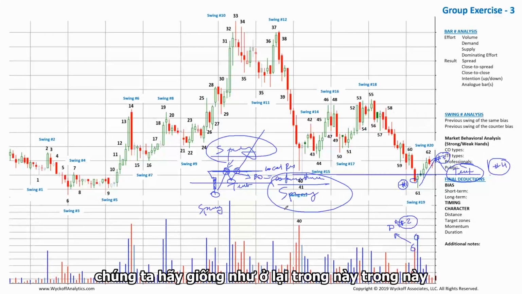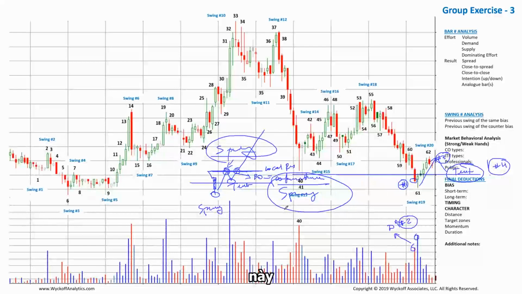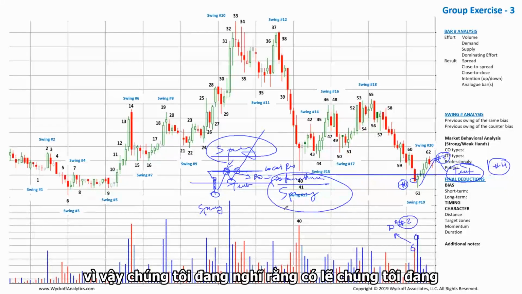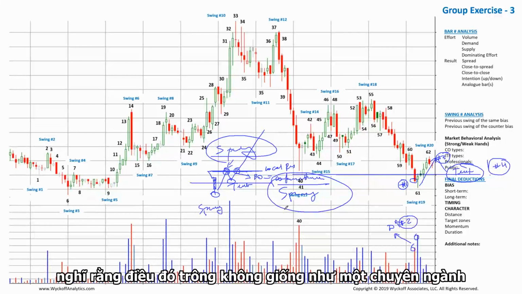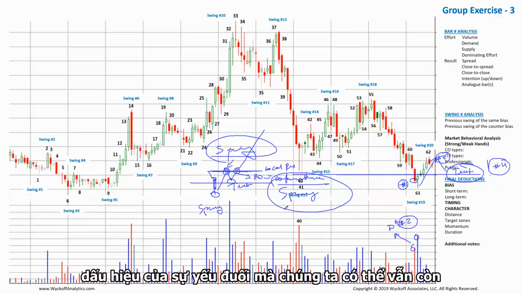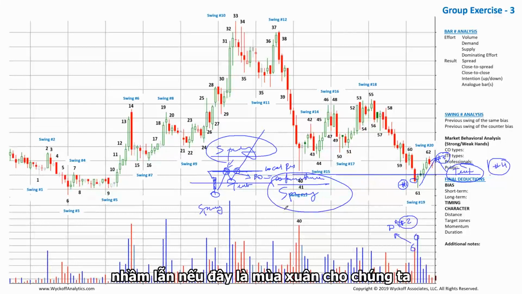Let's kind of stay in this space a little bit. Let's observe all of this. Okay. So we're thinking that does not look like a major sign of weakness. We might still be mistaken. If this is a spring, give us the test.